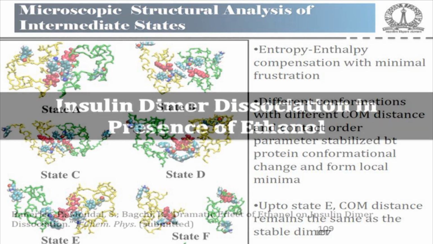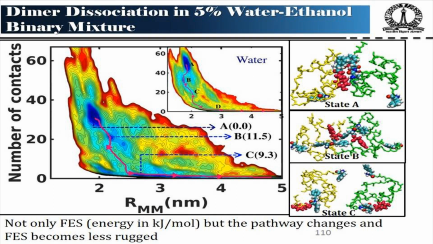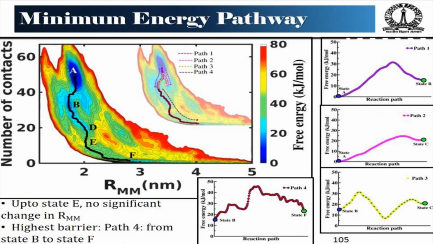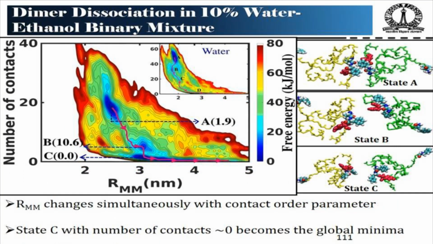And then what happened in grains of ethanol, that we started, and ethanol lowered the, even a 5% water ethanol binary mixture shifts the minima to a great extent, because ethanol molecules come in between. So it goes from here where contact is about 50, 55 and separation is about 2 nanometer, to where contact is much less because ethanol has come in between, and this is the pathway. Barrier goes down significantly. So not only does the free energy barrier decrease, but the pathway changes and becomes less rugged in the presence of ethanol.